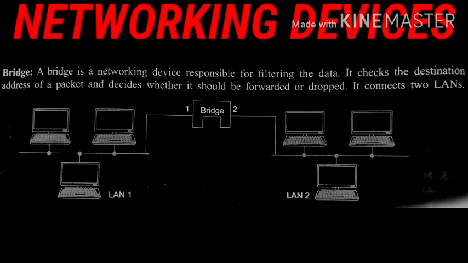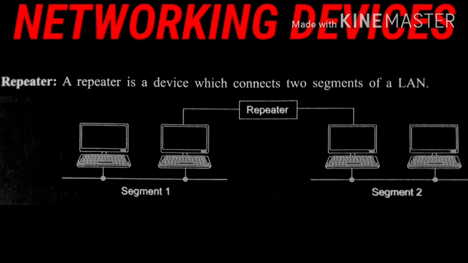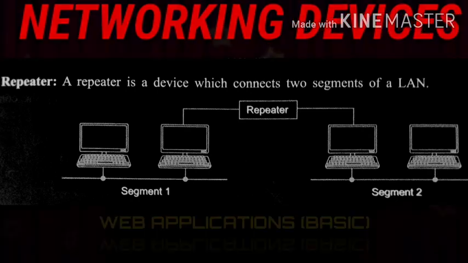Another networking device is bridge. A bridge is a networking device responsible for filtering the data. It checks the destination address of a packet and decides whether it should be forwarded or dropped. It connects two LAN networks. Another networking device is a repeater. A repeater is a device which connects two segments of a LAN, also used for boosting a network signal. These all were some of the commonly used networking devices in the field of computer networks.